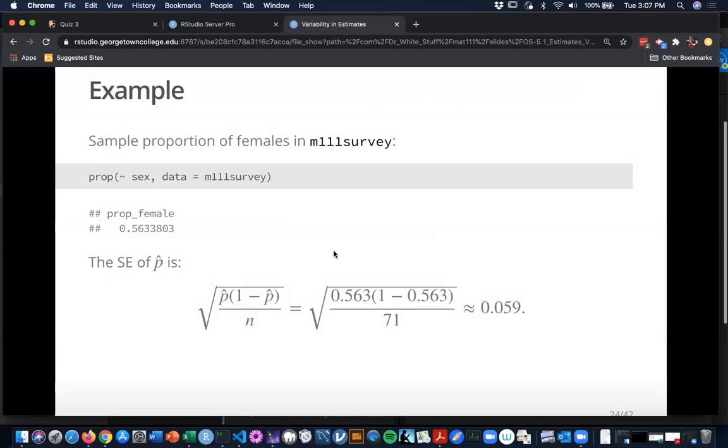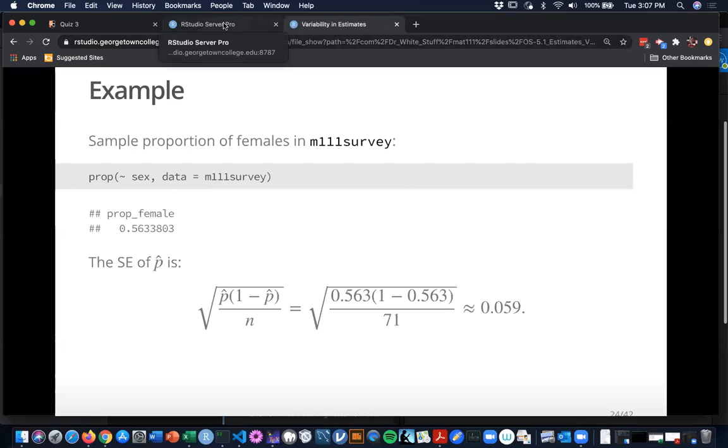So, for example, think back to the Math 111 survey. That had 71 people in it. Sample size n was 71. Say that one of the reasons for doing the survey is that you wanted to be able to estimate the proportion of people at Georgetown College who are female. Well, then you could just use the sample proportion from your sample. You could find the proportion in your sample who are female.